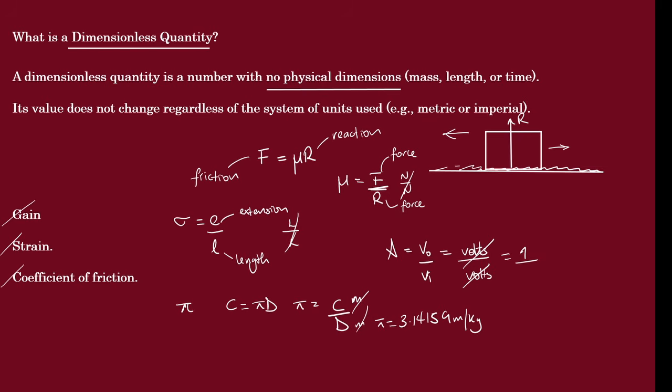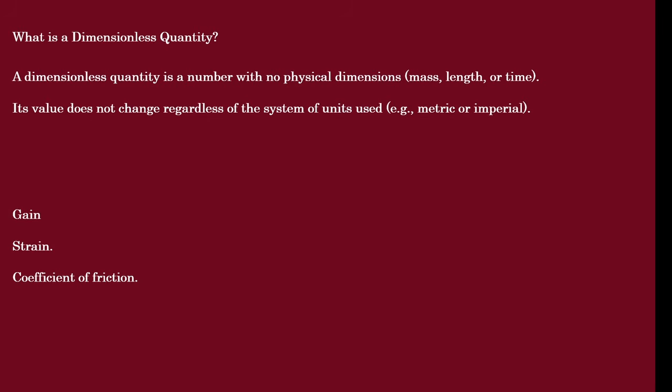So dimensionless quantities do not have physical dimensions, and their value doesn't change regardless of the system. If I have 5 centimeters, for example, and I move over to the imperial system and deal with it in inches, it is not going to be the same as 5. But pi in the metric system is going to be pi in the imperial system. Gain in the metric system is going to be the gain in the imperial system, and so on and so forth. So that's what happens when we're dealing with dimensionless quantities.